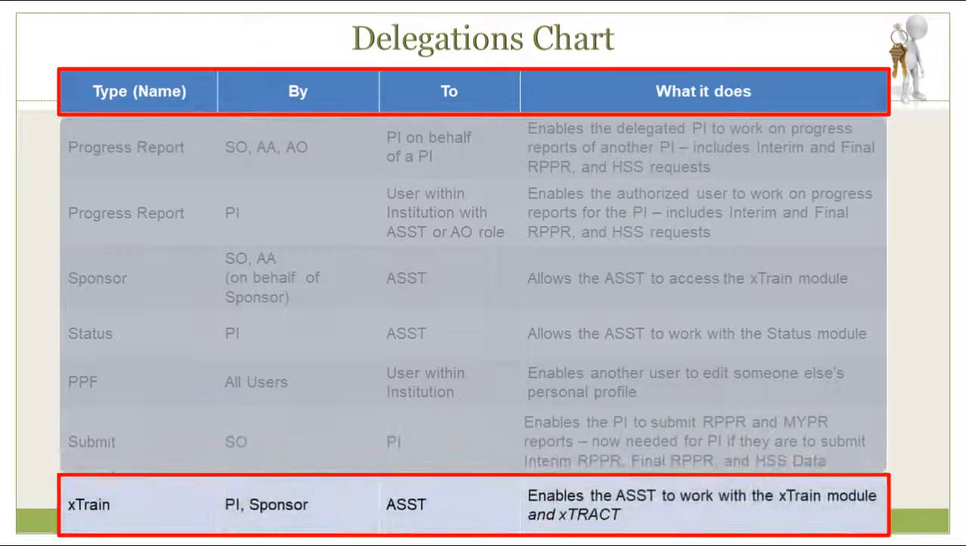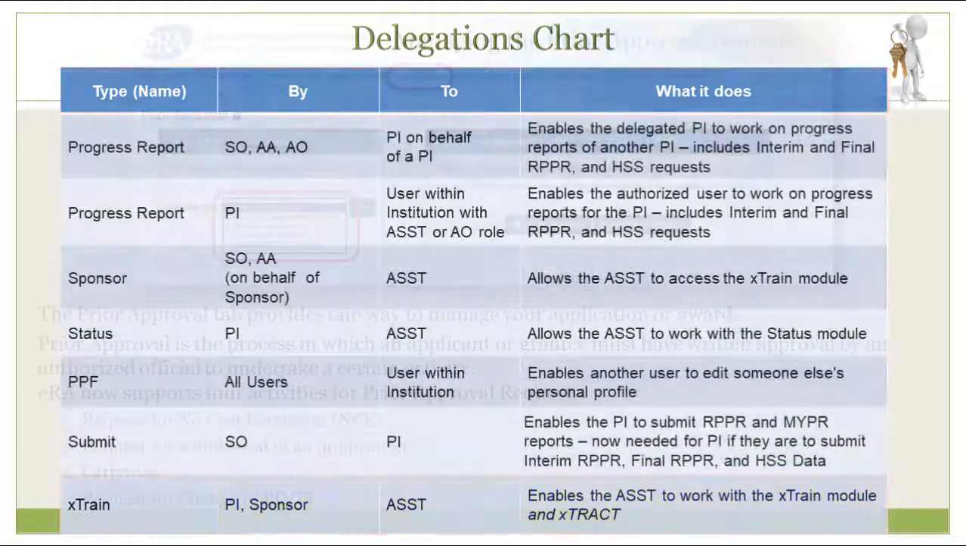The last one here is Xtrain. And that allows a PI or a sponsor to give the ability to work in the Xtrain and Xtract modules to an assistant to help them maintain all the trainees and the appointments and the terminations.